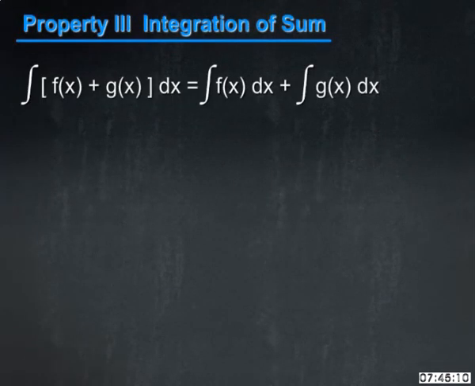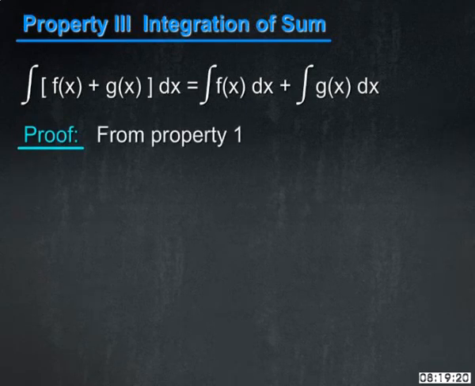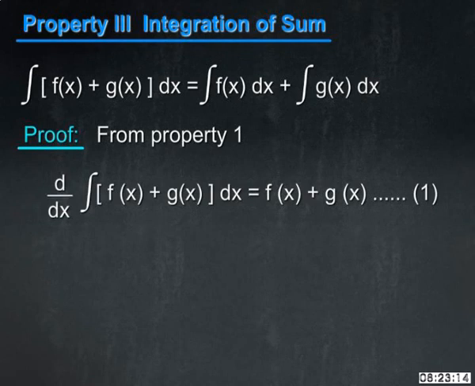Third property of integrals, that is integration of sum. In the similar way, third property of integrals is given as integral of f of x plus g of x with respect to x is equal to integral of f of x with respect to x plus integral of g of x with respect to x. Let us prove it. Using first property of integrals, that is derivative of integral of in brackets f of x plus g of x with respect to x is equal to f of x plus g of x.